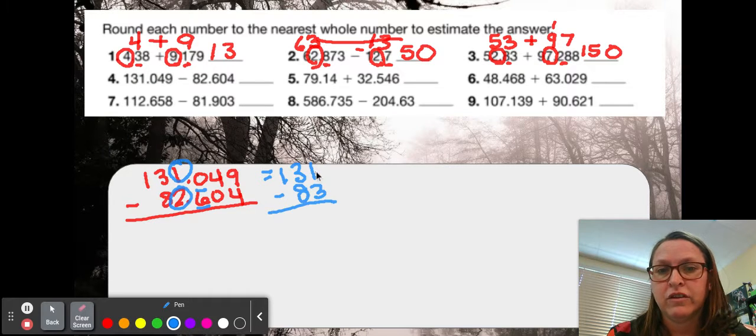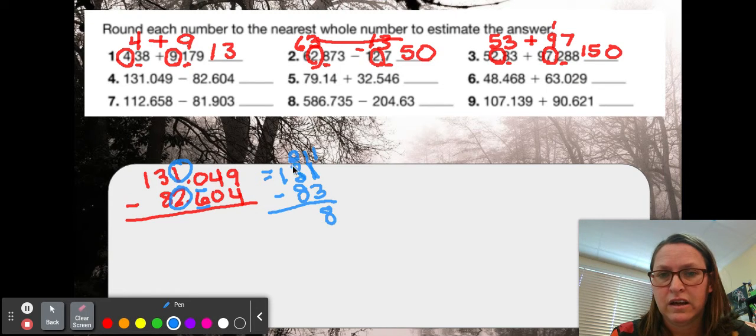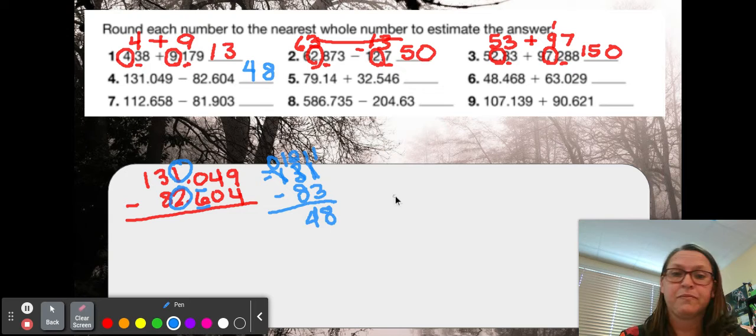And so I'm doing 131 minus 83. I've got to borrow, so 11, and this becomes a 2. 11 minus 3 would give me an 8, and I've got to borrow again. So 12 minus 8 is 4, 0 minus nothing is 0. So 131 minus 83 would give me 48.